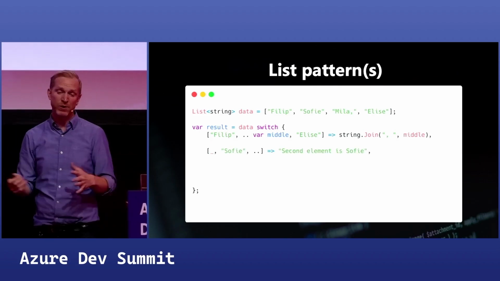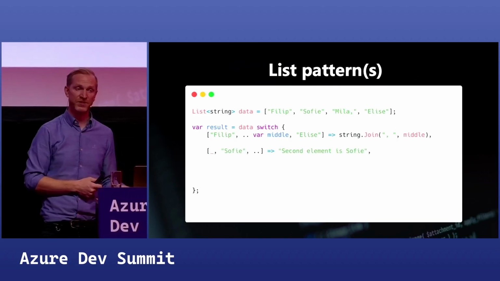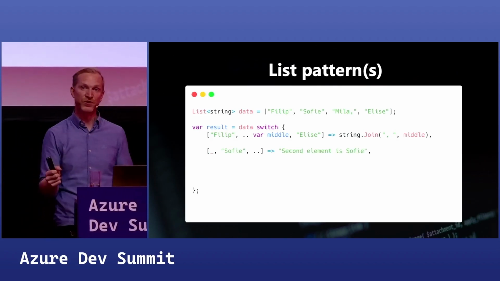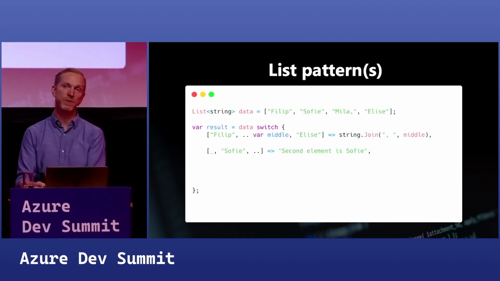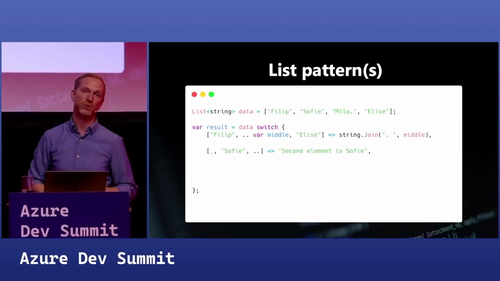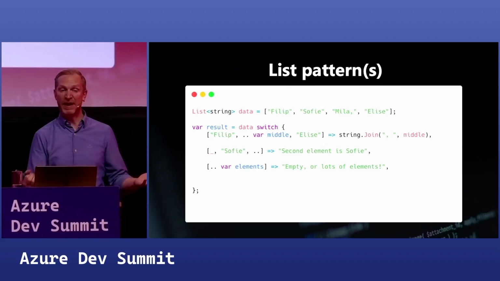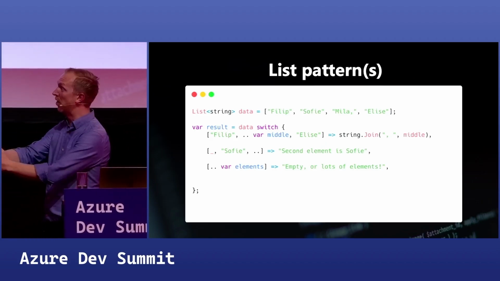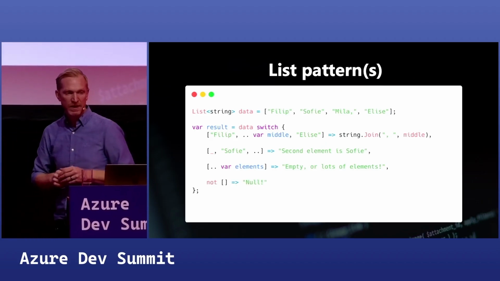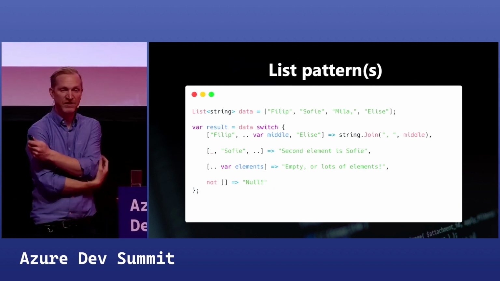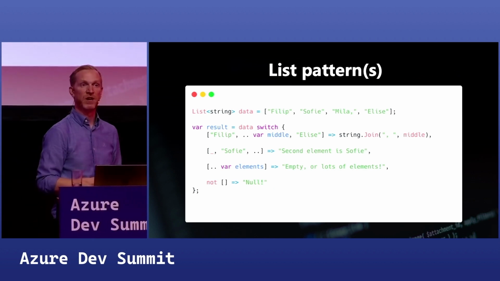I could also say I don't care about what the first element is. It could be null, it could be whatever string. The second one has to be Sophie, and then there could be more elements or not. I could also say that maybe it's empty, or there's a lot of elements, give me all of them. I could say that it's null. It's not set to an instance of a collection.